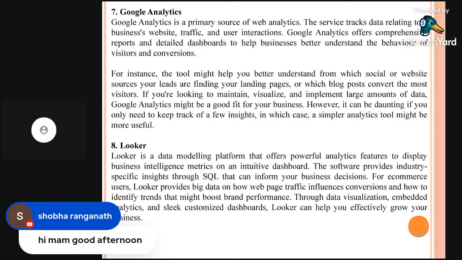The next one is Looker. It is a data modeling platform. Here, it offers more powerful analytic features to display business intelligence than metrics on intuitive dashboards. For e-commerce users, it provides big data on how web page traffic influences conversions and how to identify the trends that might boost brand performance through data visualization, embedded analytics, and sleek customization dashboards. Usually, Looker can help us in an effective way to grow our business.